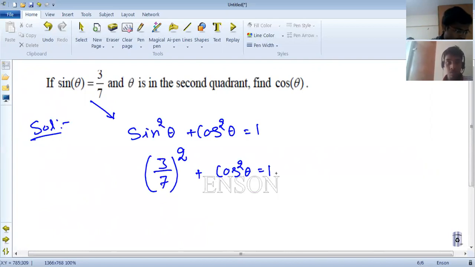So how much did you get? 0.183. Okay, so you are clear, right? How to solve this question? Yeah, so for finding the circle, it is sine squared theta plus cos squared theta equal to 1. Yes, exactly. So let me go to the next one now.